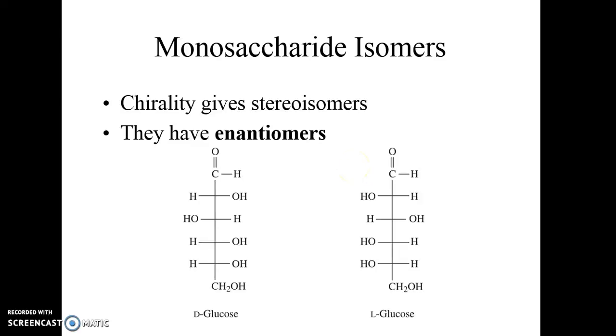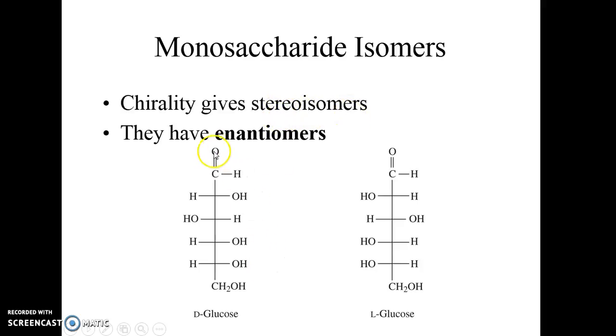We've learned to recognize monosaccharides by numbers of carbons, by aldehyde or ketone, by D or L, and by alpha or beta. So now what we're going to do is classify these differences.